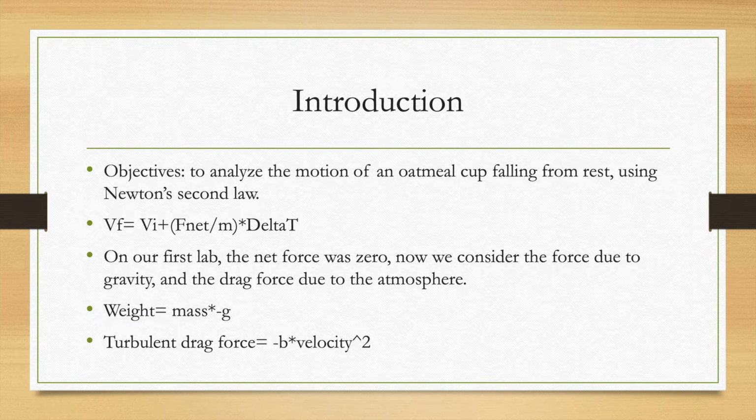The objective of this lab was to analyze the motion of an oatmeal cup falling from rest using Newton's second law, which we can see stated right here in its velocity update version. In our first lab, the net force was 0. Now, we consider the force due to gravity and the drag force due to the atmosphere. The two forces that we are considering will be weight, which is just mass times minus the acceleration of gravity on Earth, 9.8 meters per second squared, and the turbulent drag force, which is just minus b times velocity squared. But how do we calculate this b?